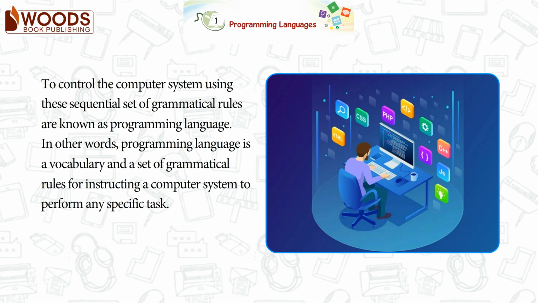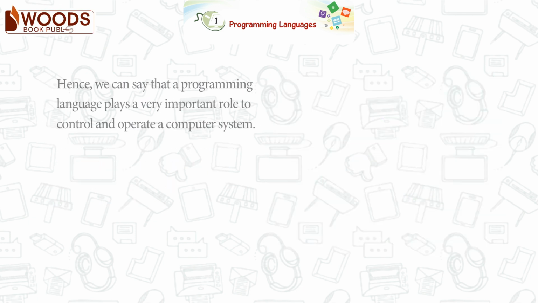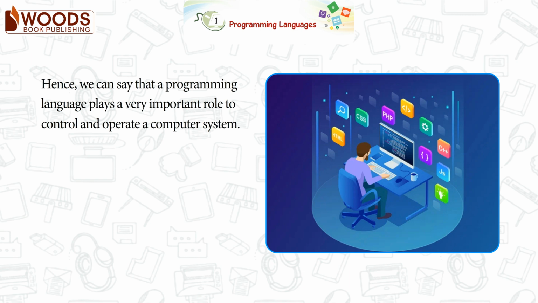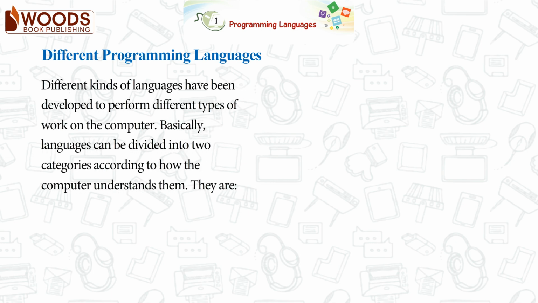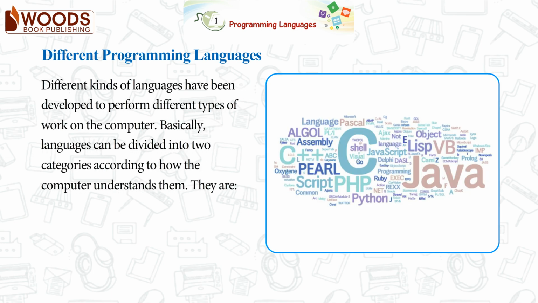In other words, a programming language is a vocabulary and a set of grammatical rules for instructing a computer system to perform any specific task. Hence, we can say that a programming language plays a very important role to control and operate a computer system. Different programming languages. Different kinds of languages have been developed to perform different types of work on the computer. Basically, languages can be divided into two categories according to how the computer understands them.